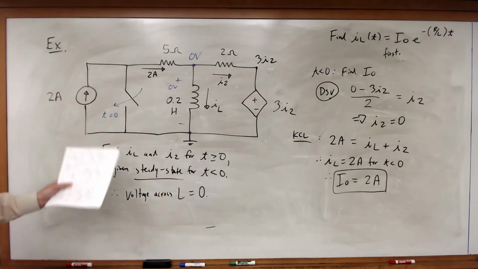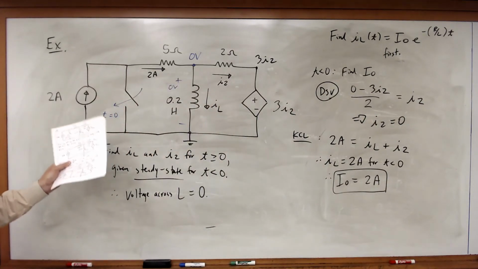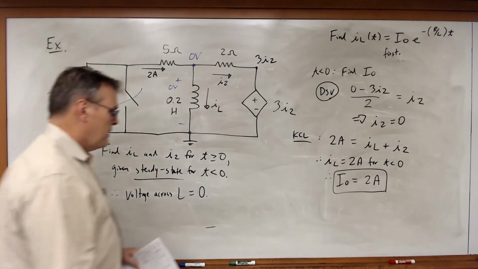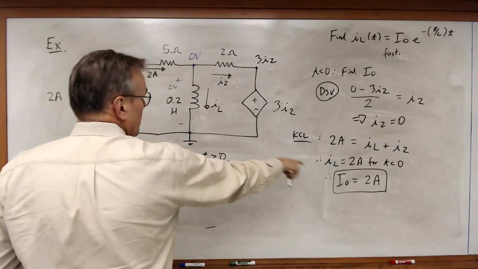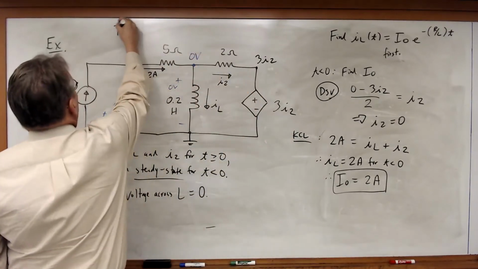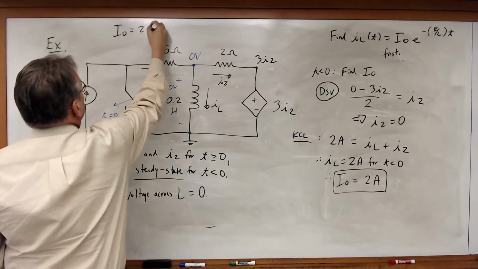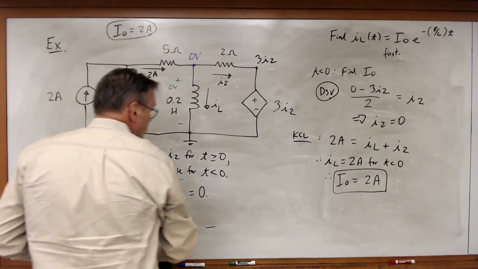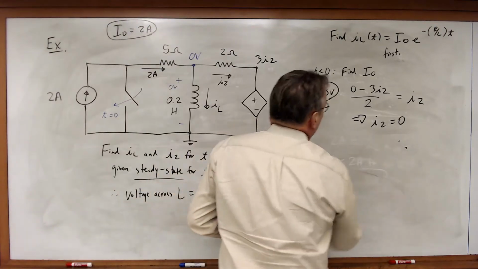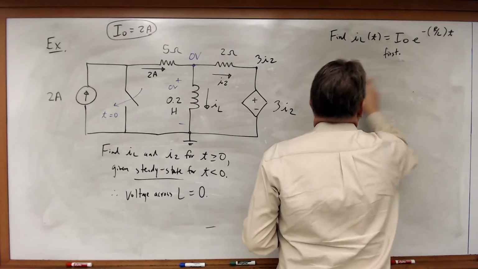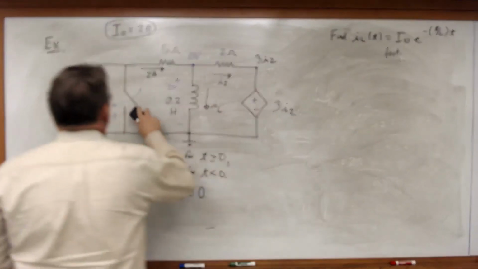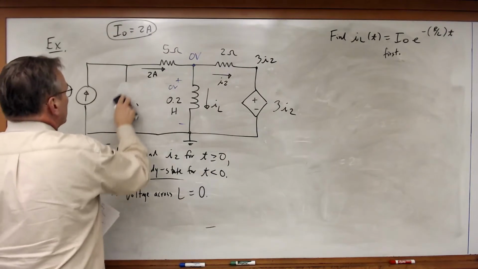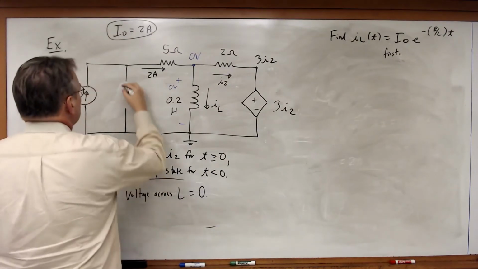Now let's look at what happens to the circuit after the switching event. And this is an interesting thing. So let me go ahead and write my initial condition. I'm going to put it up here. So I0 is 2 amps. I'm going to keep that there so I don't forget about it. And now I'm going to close the wire at t equals 0.